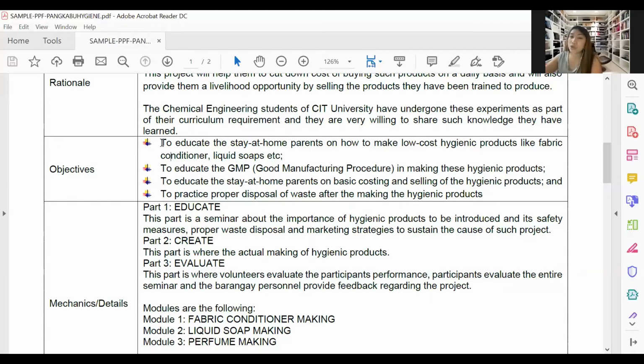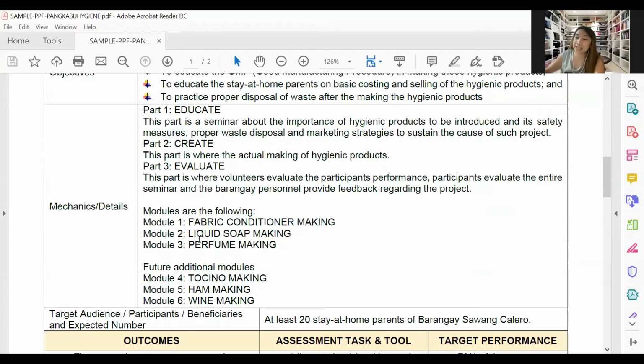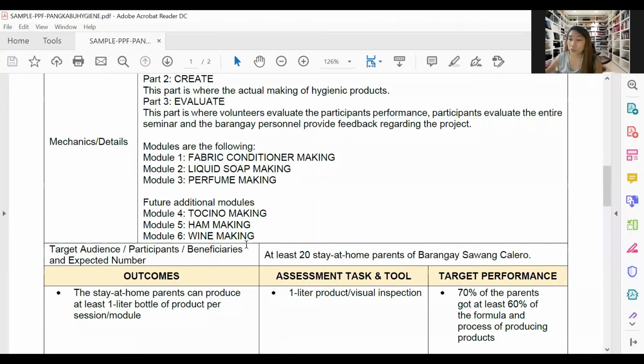Then fourth, of course, we have to educate them on how to properly dispose of the waste after they make the products. In the mechanics and details, this is where you detail out the parts of your project and the potential modules or sessions you have in mind. In this case we have fabric conditioner making, liquid soap making, and perfume making. Then the additional modules will not be about hygienic products anymore, but we want to call it Pagkabuhay Gene 2.0, where we teach them how to make food this time: tocino, ham, and wine making as well.